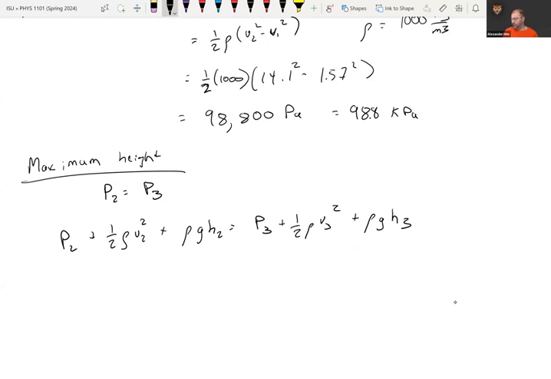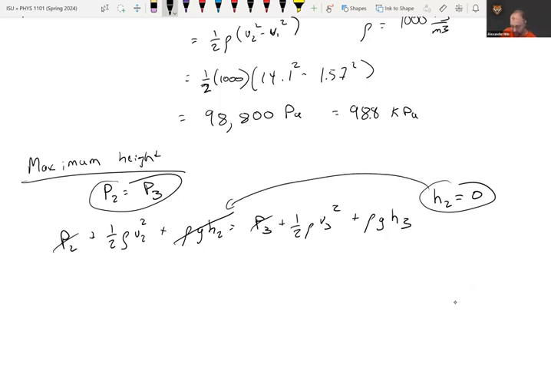Well, there are a couple things that will happen. One, if P2 equals P3, these two are equal, then these two just cancel. Okay, so that's one thing. The other thing is that we want to know how high it goes above the nozzle. So we can basically set H2 equal to 0. If H2 is equal to 0, this is just the starting height, so that term vanishes as well. That was how we got that term to go away.